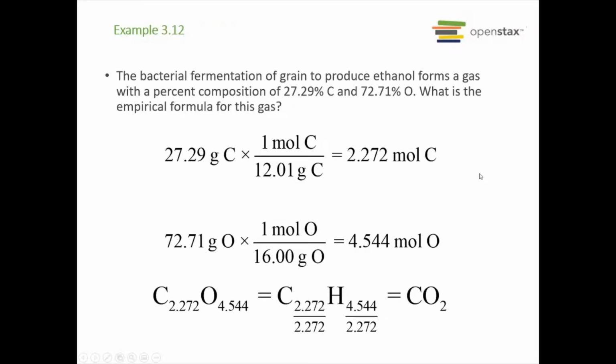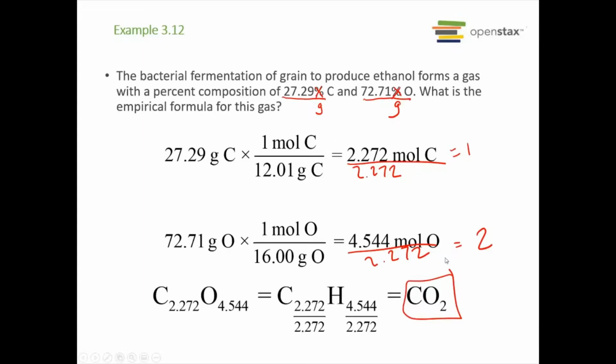fermentation produces ethanol, and we get 27.29% carbon and 72.71% oxygen. If it's a part of 100, then that means it's 27.29 grams of carbon and 72.71 grams of oxygen. You're just assuming 100 for your total mass. So you just go, that's now a gram. Convert your grams to moles, divide by the lowest number, just like you've done. And you get 1 for carbon, 2 for oxygen, CO2 for your empirical formula.